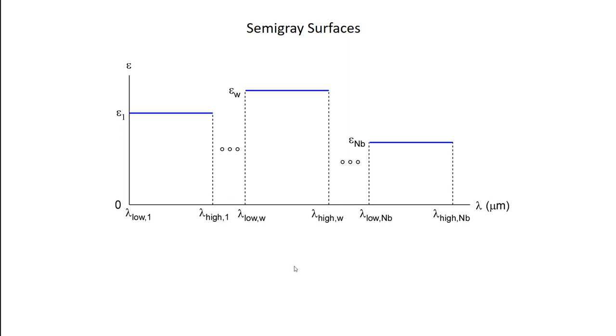And this is just the way we have it here, right? Each wavelength band is defined by a lower limit on the wavelengths, lambda low sub w, and a higher limit on the wavelengths, lambda high sub w, and within that band you have one emissivity, epsilon sub w, right? And you have to go from 0 all the way up to some really high number in order to capture all of the radiation. So that's the idea behind a semi-gray surface.